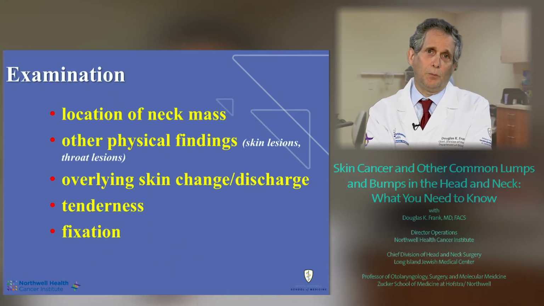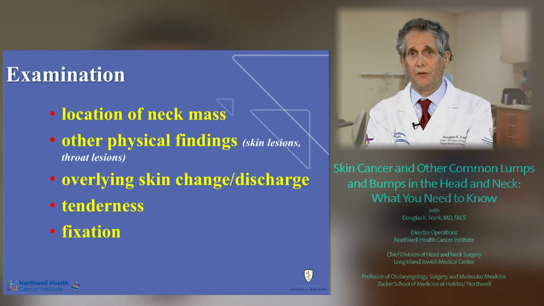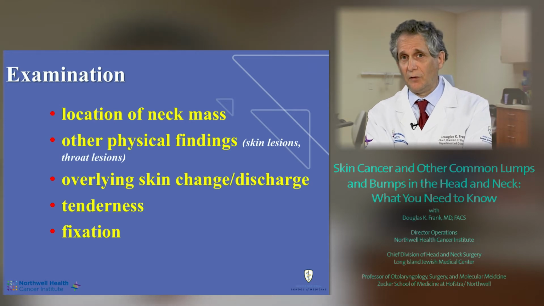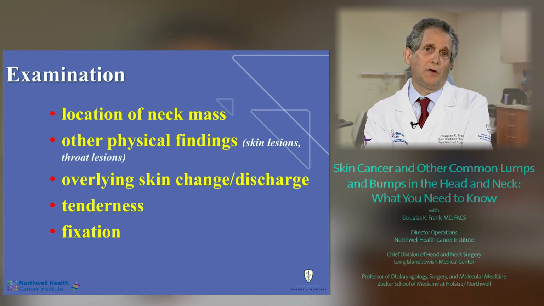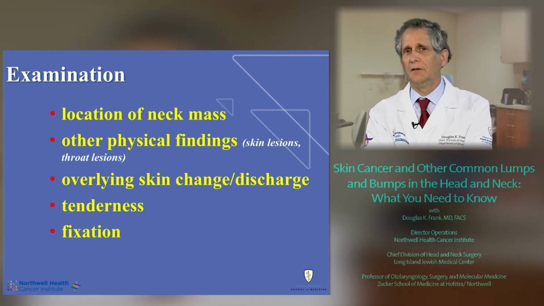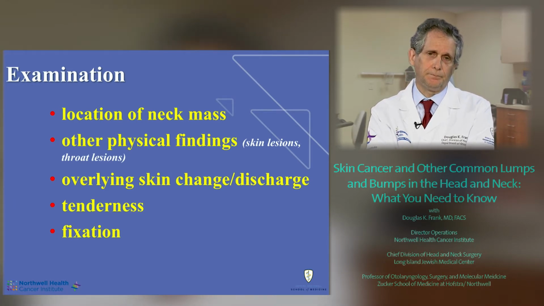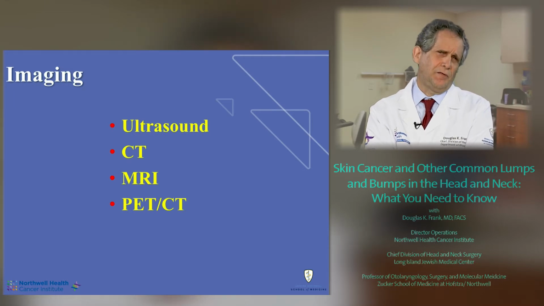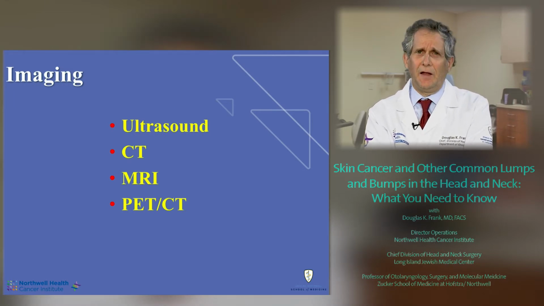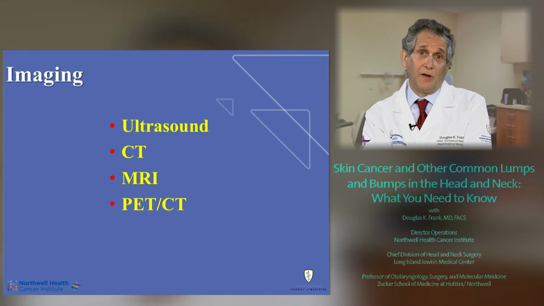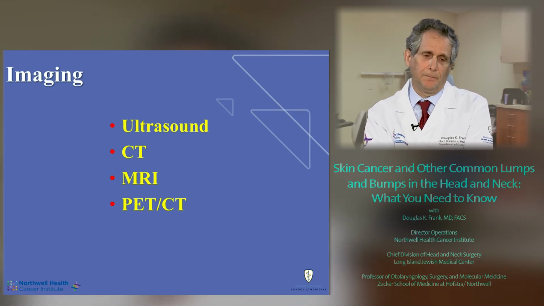The examination is important in helping me determine what the problem is, the location of where the mass is in the neck. Are there other physical findings, such as skin lesions associated with the lump or bump in the head and neck, independent of it? Is there overlying skin change or discharge? Is the lump or bump tender? Is it fixed, meaning not mobile? In addition to the physical examination, there are other ancillary studies such as ultrasound, CAT scanning, MRI scanning, and PET scanning that me and my fellow clinicians may order to help us determine what the diagnosis is.